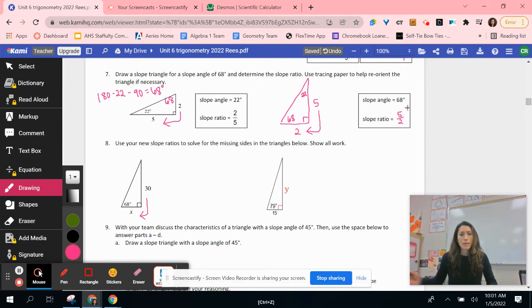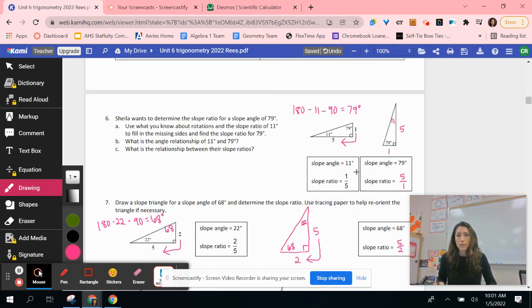Okay. And then on this last one, you're going to do y over 15. And you're going to say, okay, y over 15, what does that equal? Well, it's 79 degrees. So that's going to be 79. That's going to be 5 over 1.